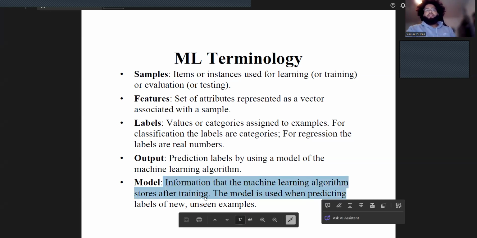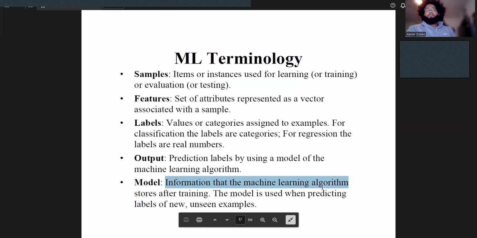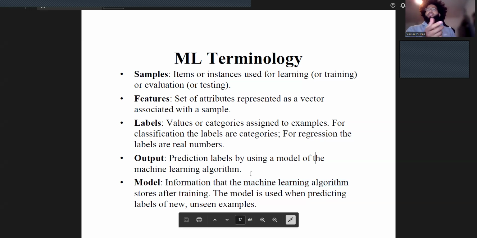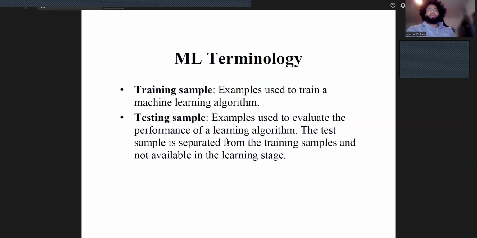Then you have the model itself. It's the information that the machine learning algorithm stores after training. These are typically in the forms of weights or neurons. I'm sure there'll be a photo in here somewhere of what a neuron typically looks like.